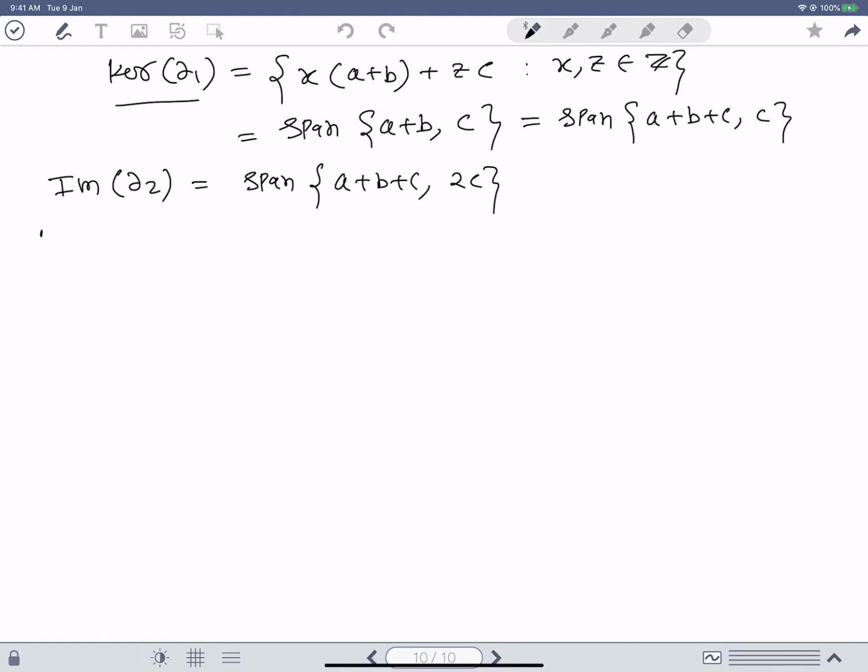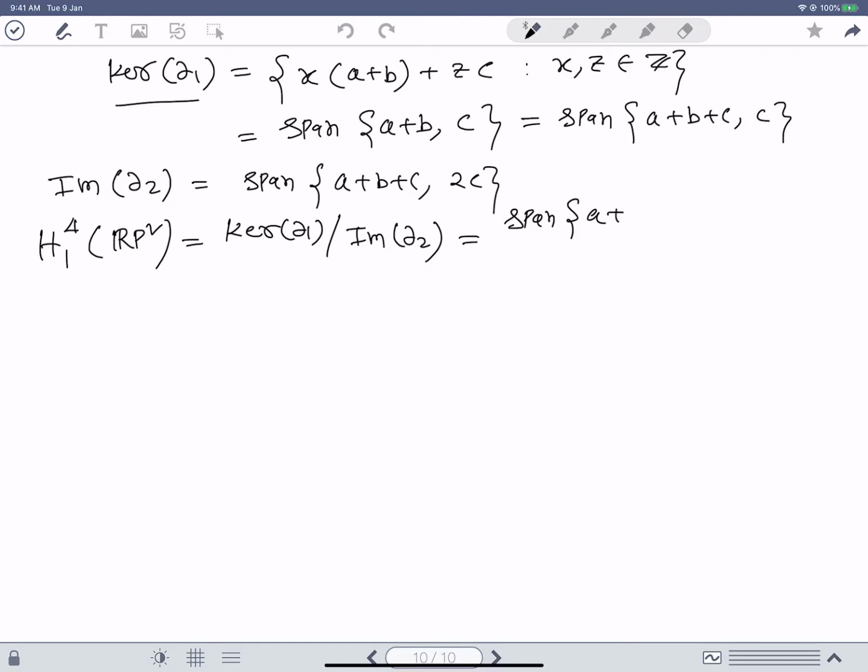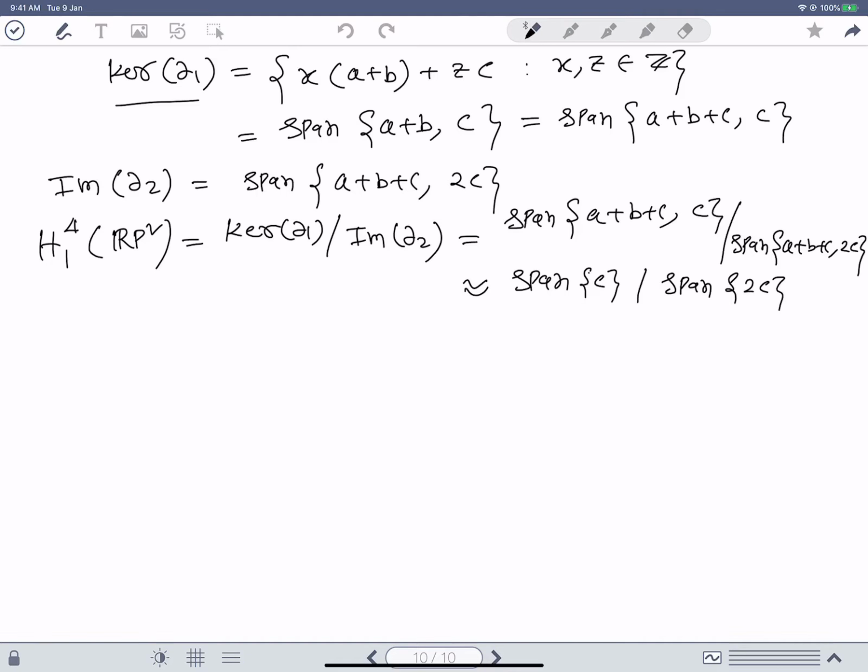So therefore the first homology group of RP2 will be kernel of ∂1 quotient with image of ∂2, that is span of a plus b plus c comma c quotient with span of a plus b plus c comma 2c, which is isomorphic to span of c quotient with span of 2c, that is isomorphic to Z2. Okay.